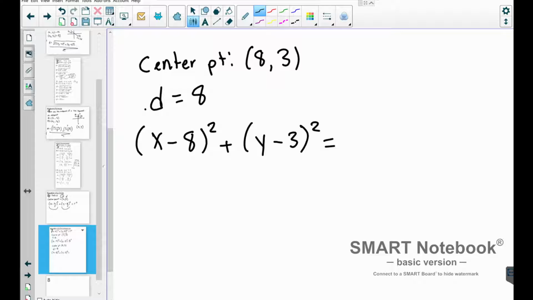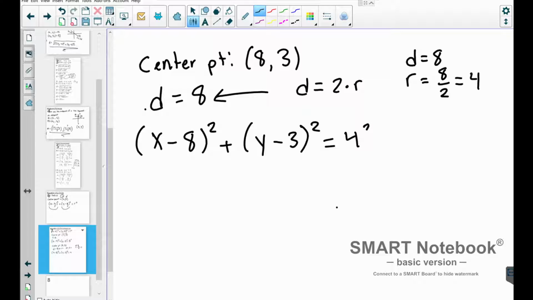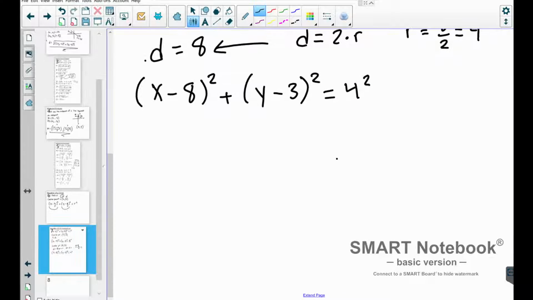But we've got to be careful. We don't have the radius. We have the diameter. And if you guys remember, our diameter is equal to 2 times our radius. So if we want to get the radius here, we have to divide what we have here by 2. So if our diameter equals 8, our radius will equal 8 divided by 2, which is just equal to 4. So our radius squared would be 4 squared, not 8. Make sure you read what you have, because they will do things like that on the test to confuse you.